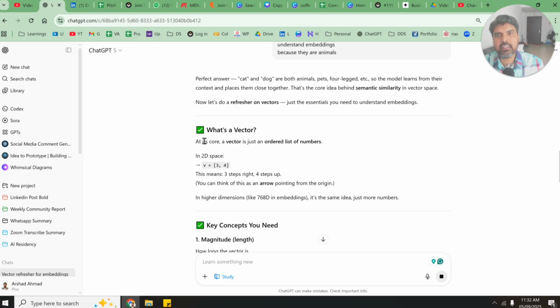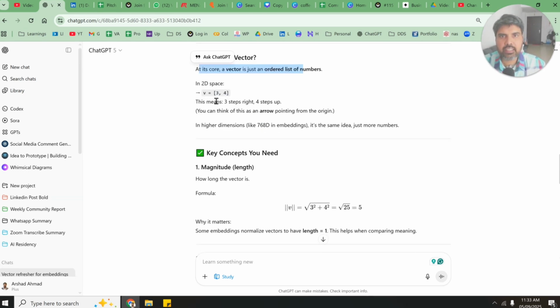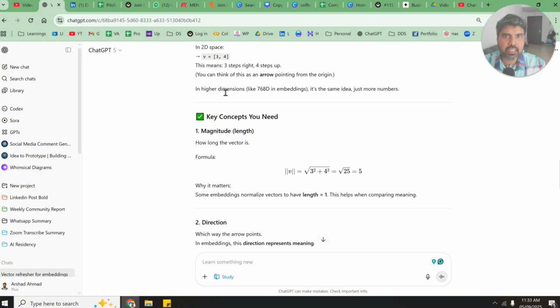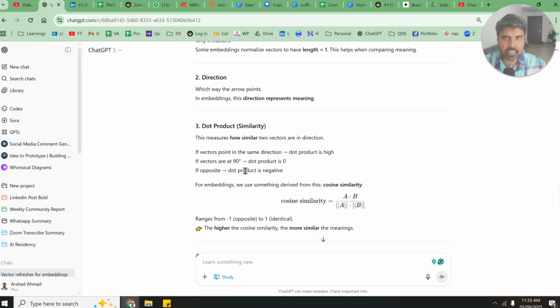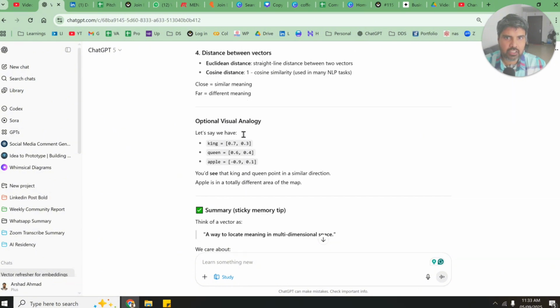A vector is just an ordered list of numbers. In a 2D space it is very simple. 3 comma 4 means 3 steps right, 4 steps up. Very easy to identify in a 2D space, but in a higher dimension it is the same idea with a lot more numbers. So how do we calculate the magnitude, how do we calculate the direction? This is the similarity, this is the dot product, the distance between vectors.